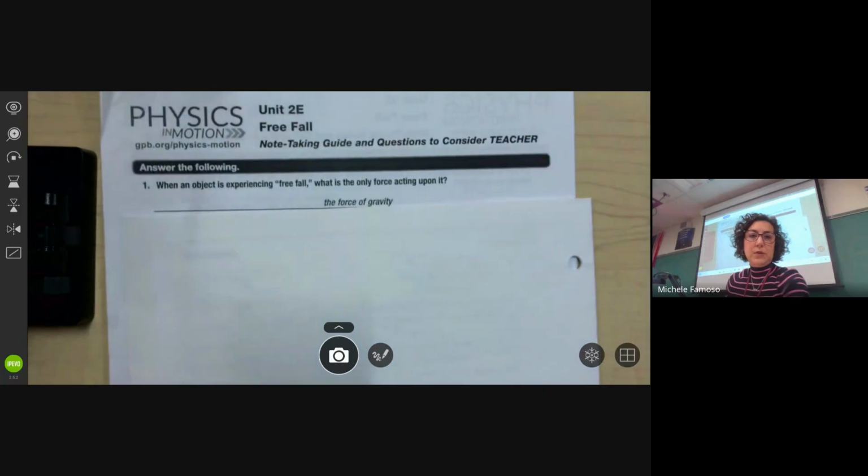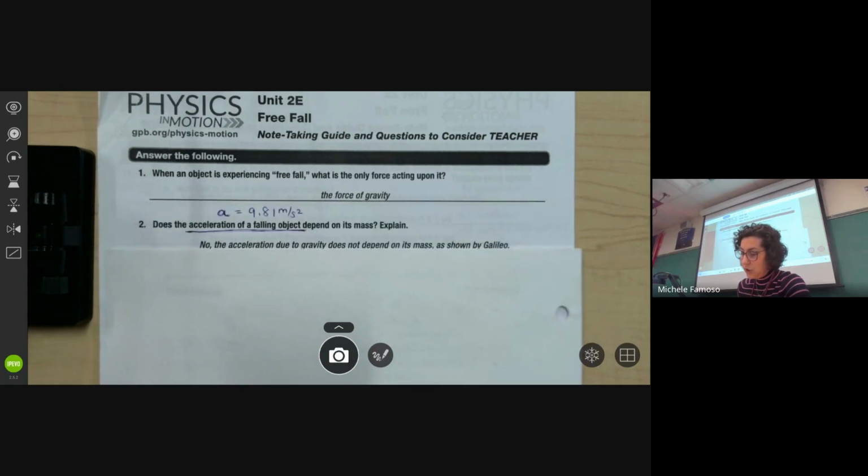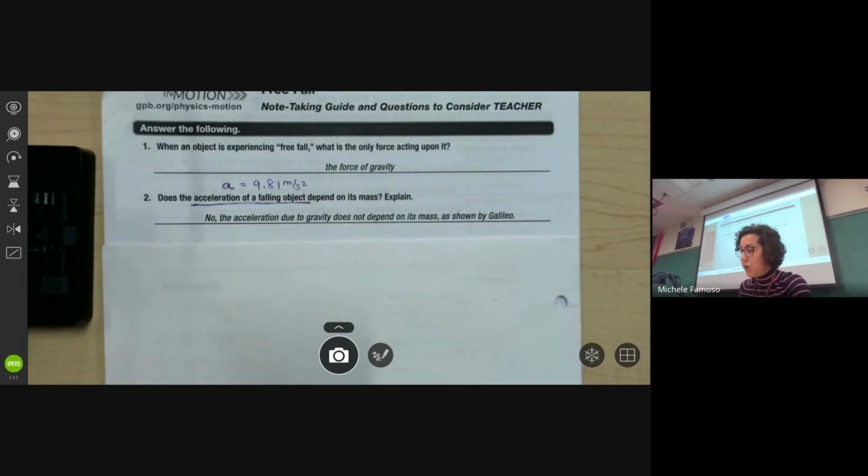All right. So here we are. Question number 1. The only force that acts is gravity. Number 2. Does the acceleration of a falling object depend on mass? The answer to that is no.